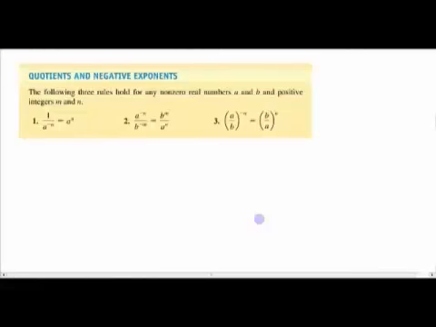This gives us our other rules for quotients and negative exponents. The following 3 rules hold for any non-zero real numbers a and b and positive integers m and n. Number 1, 1 over a to the negative n is equal to a to the n. Number 2, a to the negative n over b to the negative m is equal to b to the positive m over a to the positive n. And last, a over b to the negative n is equal to that number's reciprocal, b over a, to the positive n.